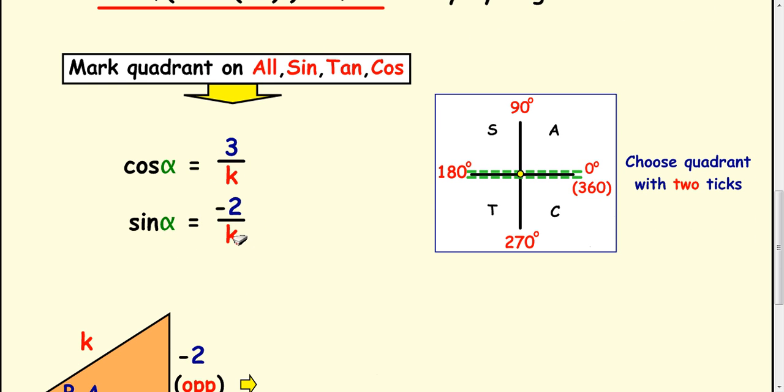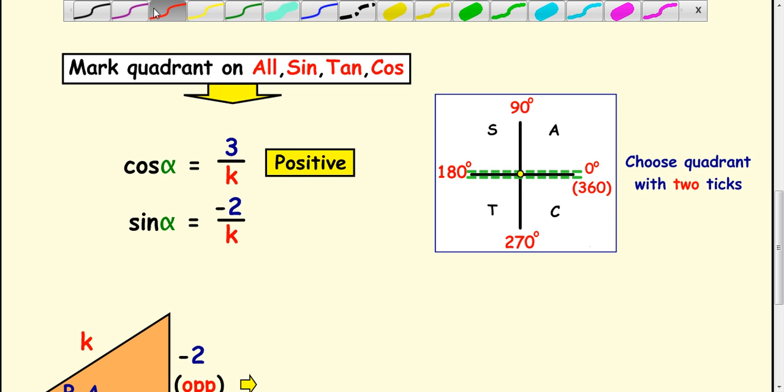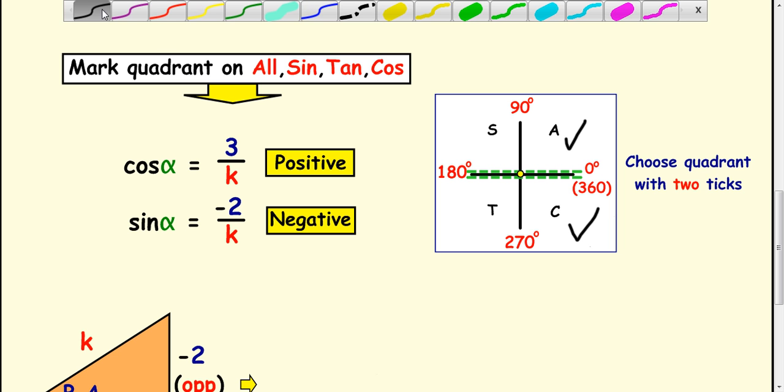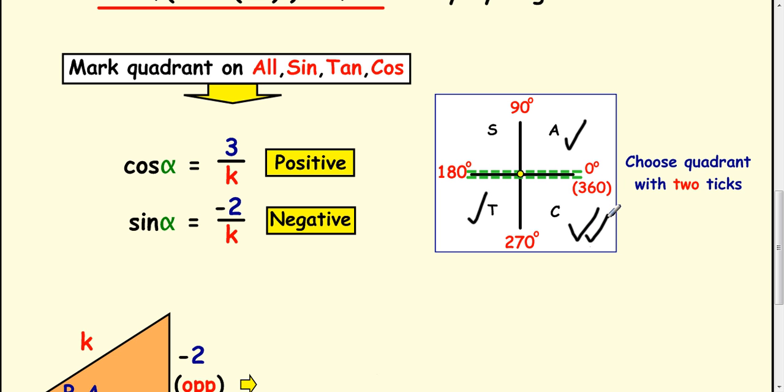I'm then going to try and work out what quadrant my new angle is going to be in. So I'll look at the cos, and cos is positive 3 over positive k, so that's positive. So I'll tick where the cosine is positive, and that's A and C. I'm then going to look at sine, and sine's negative. So I have to tick where the sine wave is negative. Now, sine is positive there, and it's positive there, so it's T and C. So this shift happens in the fourth quadrant.